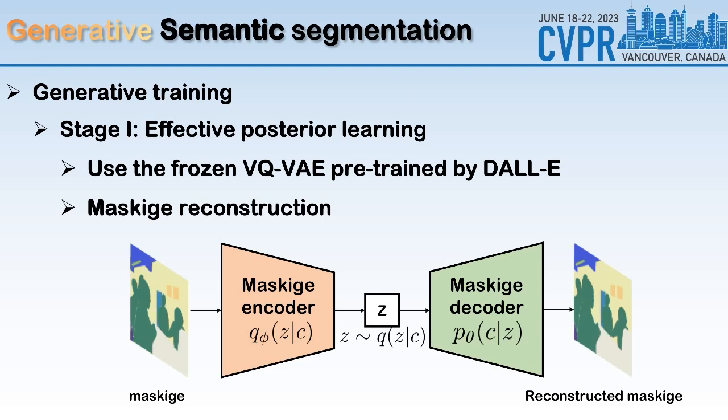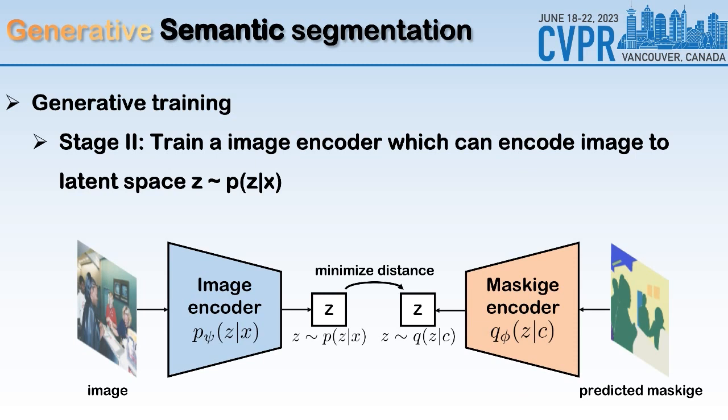highly effective. During stage 2, we aim to train an image encoder to encode the information of an image into a latent space Z, while aligning it with the corresponding latent variable of the maskage. This way, when Z is provided as an input to the maskage decoder, it can be accurately decoded and generates the corresponding maskage from the input image.